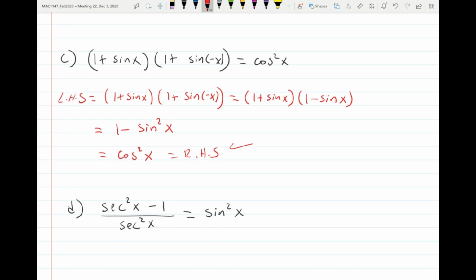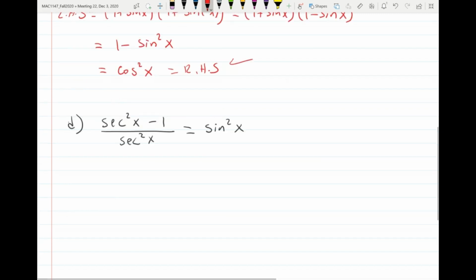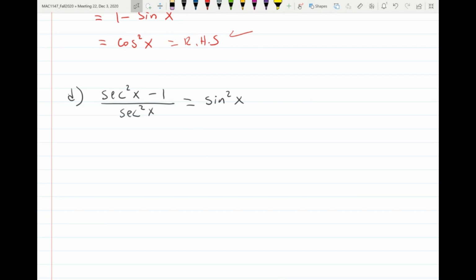All right, so let's take a look at D. And in D, I'm going to show you that there are different ways that you can do this.